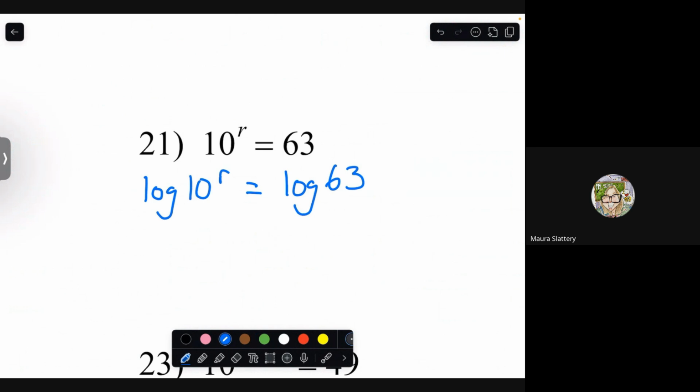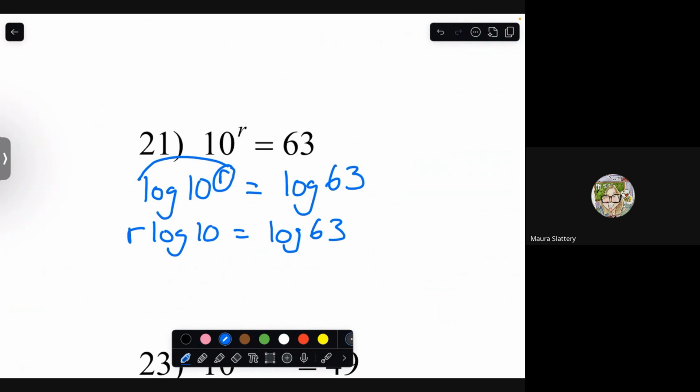All right. Now, if you recall our properties of logs, if we have an exponent, where can I pull that to? Yeah, we can pull that out in front. So we've got r times log of 10 equals log of 63.